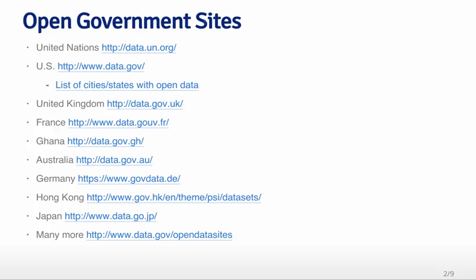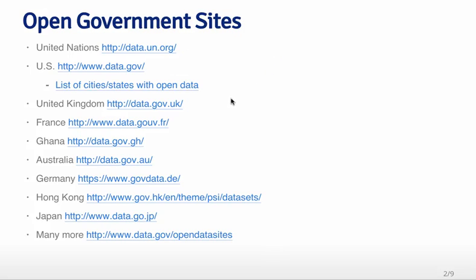So this website consists of data from a variety of national organizations. We can start off with the United Nations data sets, which are at this website. And then you can find data that are available from the United States at data.gov. And you can go to this blog post to find a bunch of other cities and states within the United States that have open data.